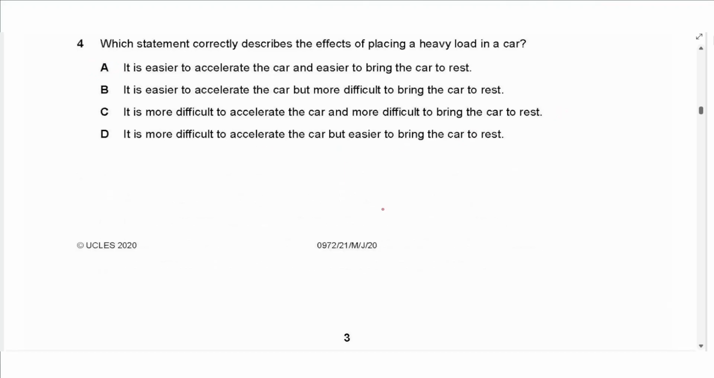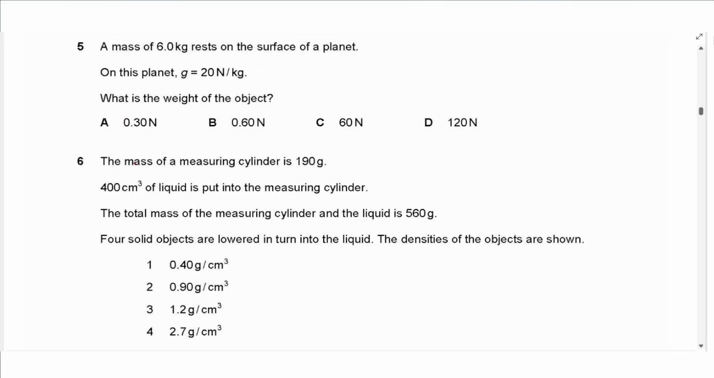Question 4 says, which statement correctly describes the effects of placing a heavy load in a car? It is easier to accelerate the car and easier to bring it to rest. No. It is easier to accelerate the car but more difficult to bring it to rest. No. It is more difficult to accelerate and more difficult to bring to rest. Yes, this is the correct sentence. So it is C.